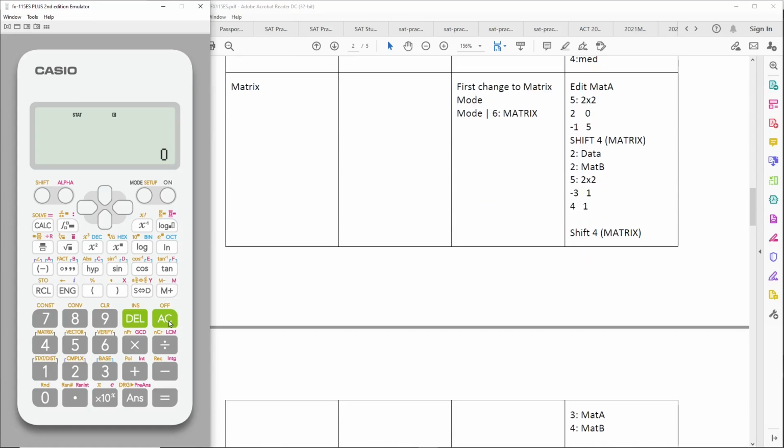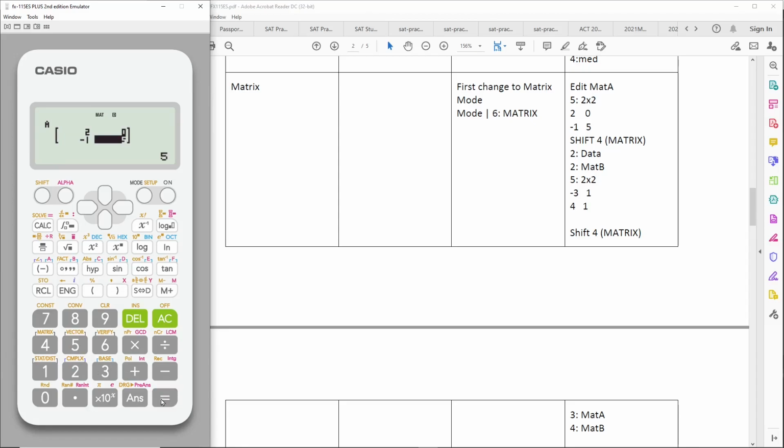Now this calculator can also do matrices. So go to mode and choose option 6 for matrix. It allows you to edit matrix A, B, or C. So I'm going to edit the first matrix and tell it the dimensions. I'm going to choose a 2 by 2, so that's option 5. Then it allows me to enter in my values. So I'm going to do 2 equal, 0 equal, negative 1 equal, and 5.